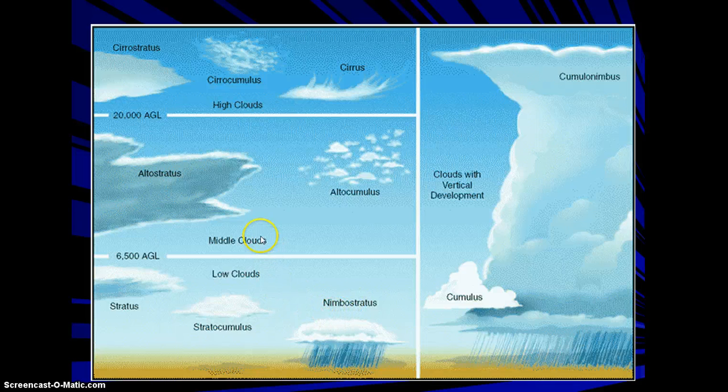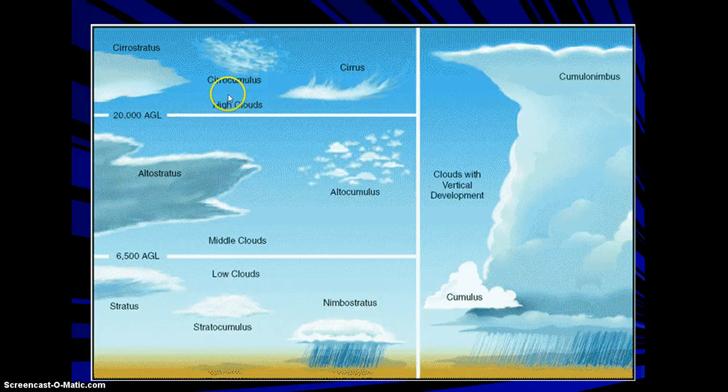If we go up to the middle layer of clouds, here's altostratus. Now, alto in Spanish means tall. So these are stratus clouds that are higher up in the atmosphere. That's where the alto comes from. And again, here's altocumulus. So alto means tall. They're a little higher up in the atmosphere, but they're still those puffy white clouds like cotton balls.